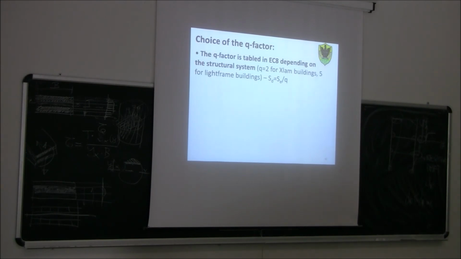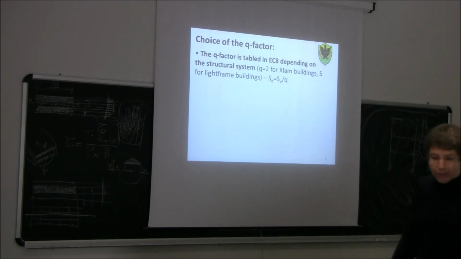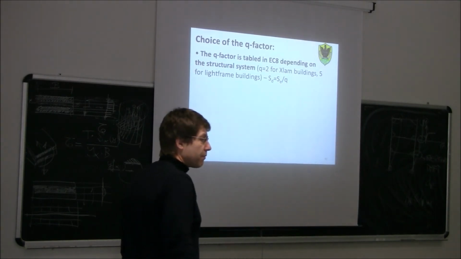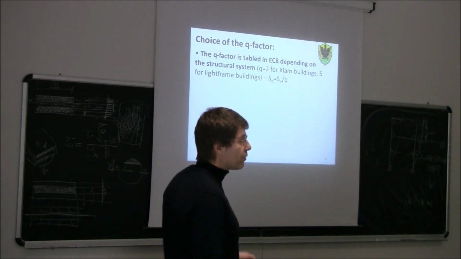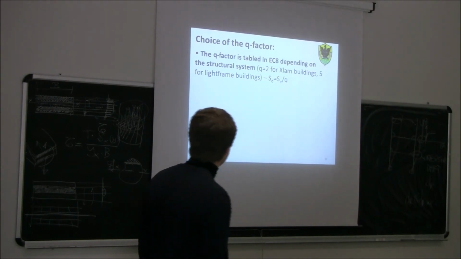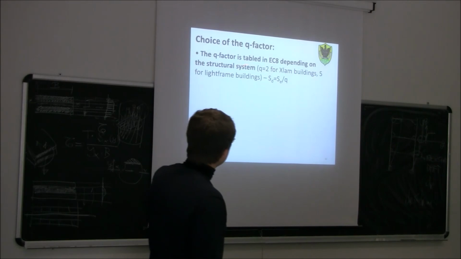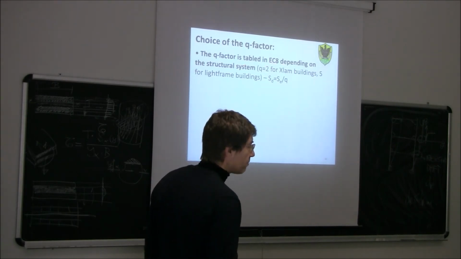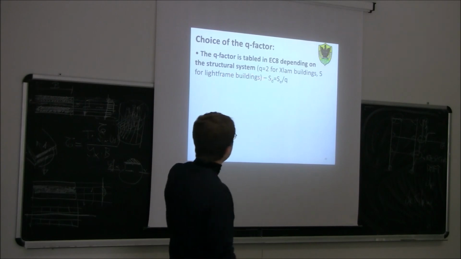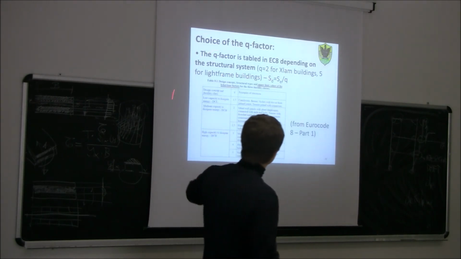Of course, a crucial point when you do a seismic design is the choice of the behavior factor. Now, which value of behavior factor should we choose when we design timber structures? The q factor in this case is taken from Eurocode 8, and it depends on the structural system. For example, 2 for cross-lam buildings, 5 for light frame buildings. So there is this table.